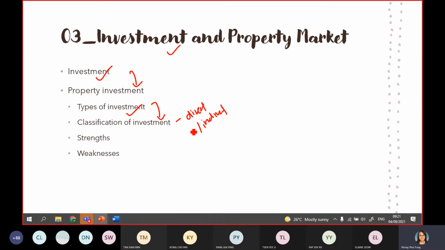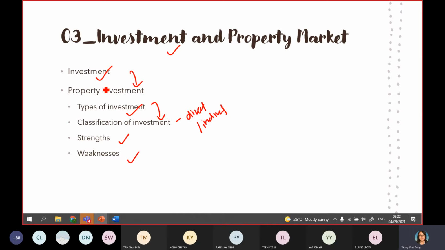That one I will talk to you about later in the midterm feedback. On the classification of the investment, it is divided into direct and indirect. From this, you must know the differences, the strengths and the weaknesses. In the tutorial, we also have a few questions to discuss together: what are the benefits and what are the weaknesses if you invest directly and indirectly?